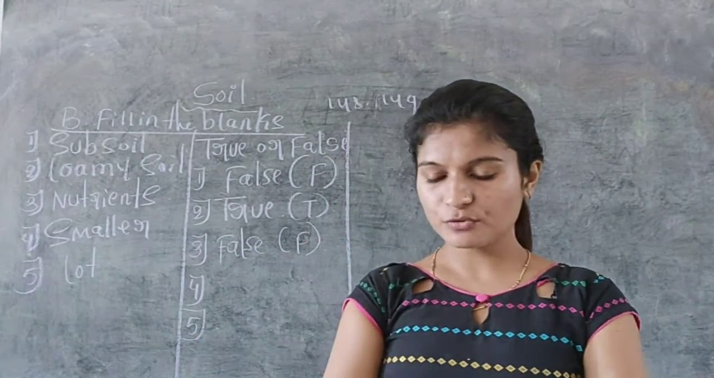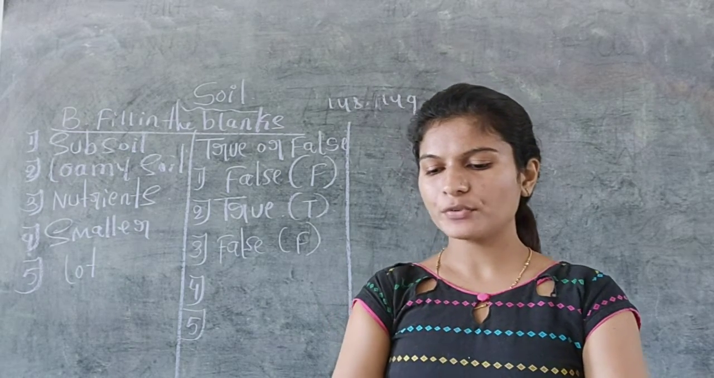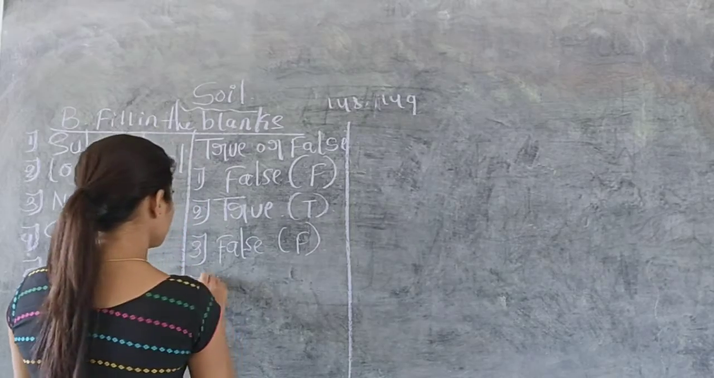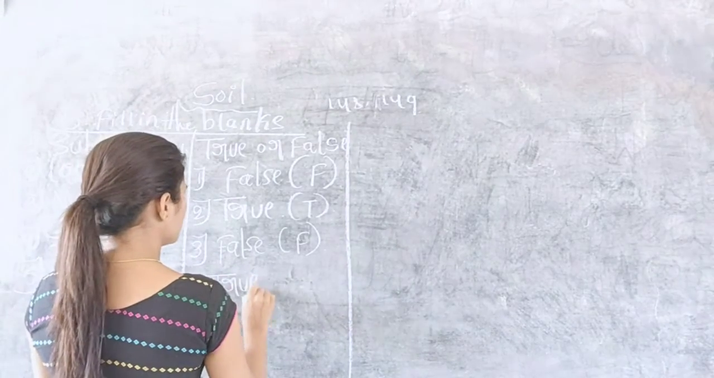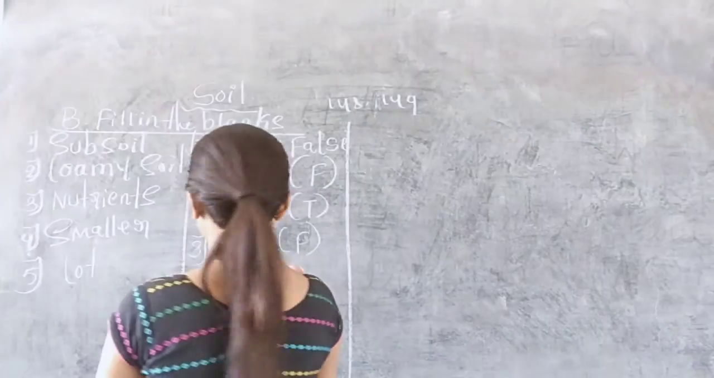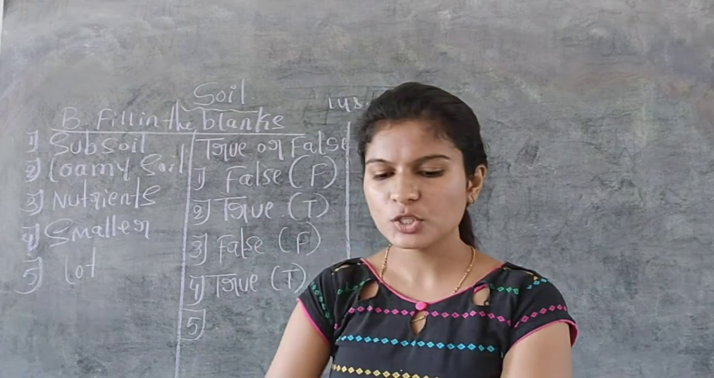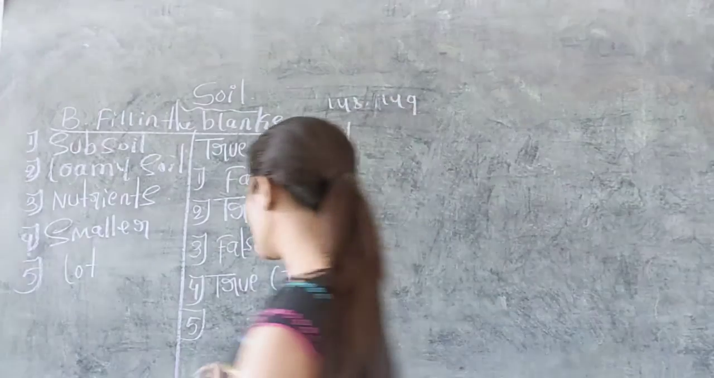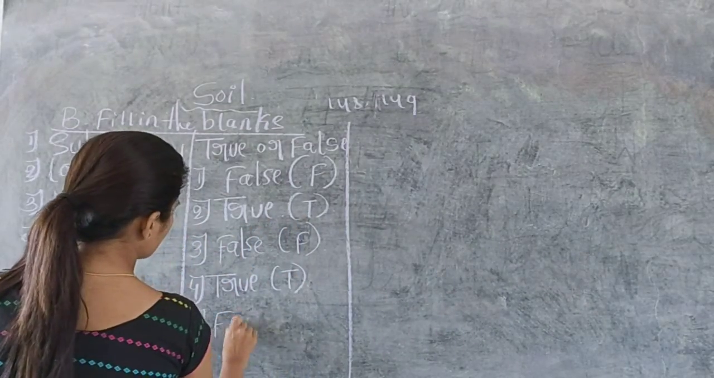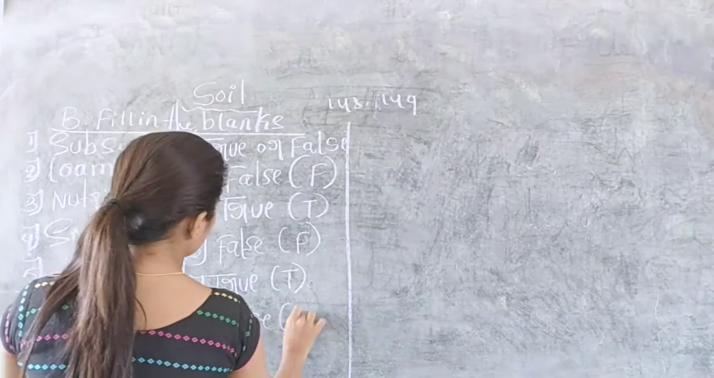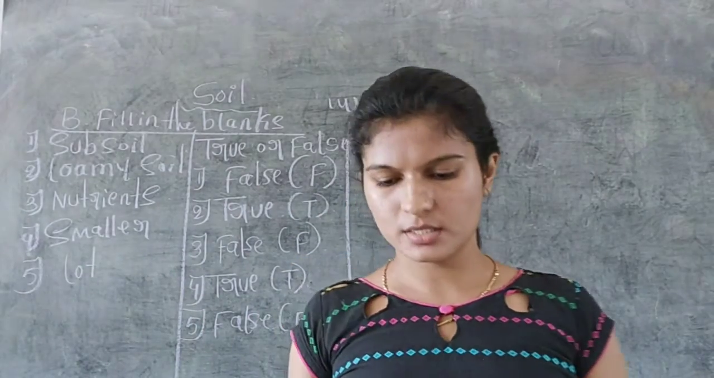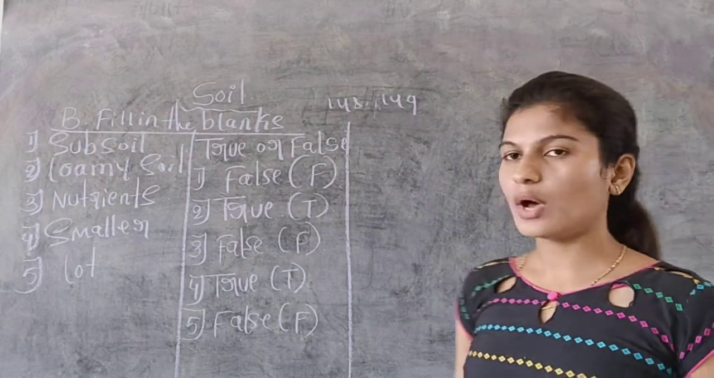Fourth one, soil is formed by the weathering of rocks and minerals. Yes, it is true. Now fifth one and the last one, soil contains only 2 layers. Is it? No, it is false. Because soil contains 3 layers, not 2 layers. So this is the true or false.